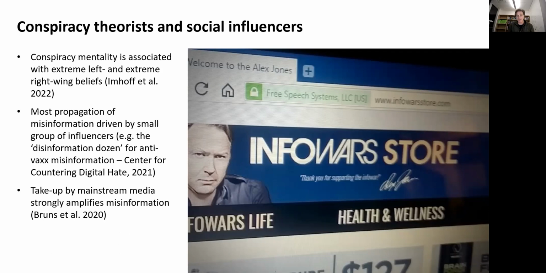He had a defamation trial in the US recently that you might have been aware of, because he had propagated misinformation about the Sandy Hook school massacre in the US, suggesting that the entire thing was a false flag operation or a hoax. And he was taken to court by the parents of some of the children killed at Sandy Hook, and lost, and was ordered to pay a significant amount of damages.